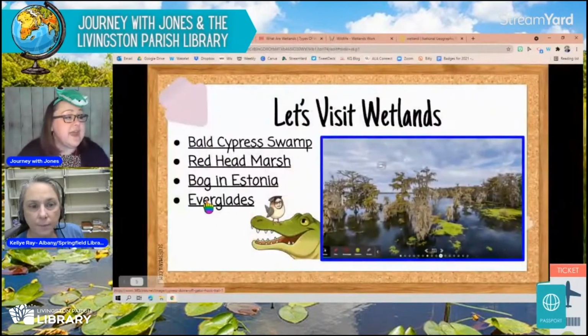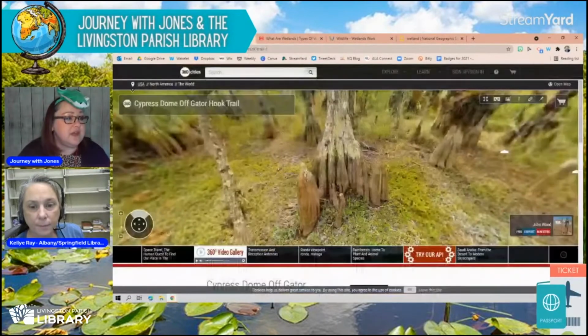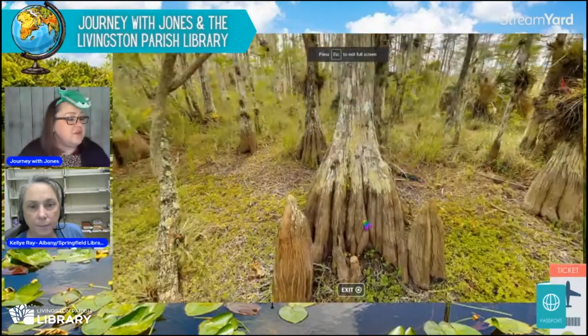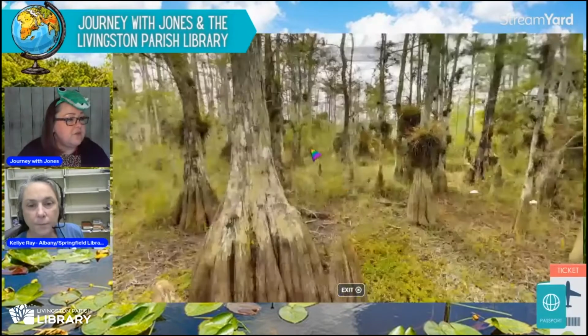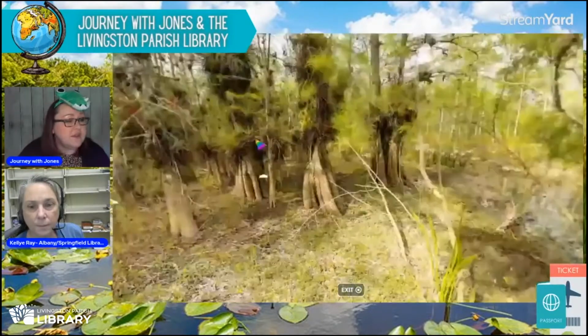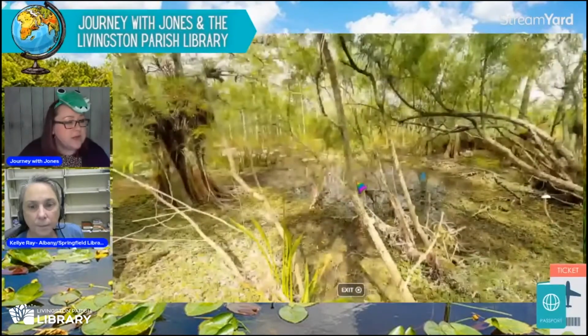And the last thing we're going to look at is we're going to take a look at the Everglades. We're going to look at the Everglades in Florida. And you can see there's another cypress tree. The Everglades have a lot of cypress trees. Now, you can say, where's the water? Well, here's some water right here.